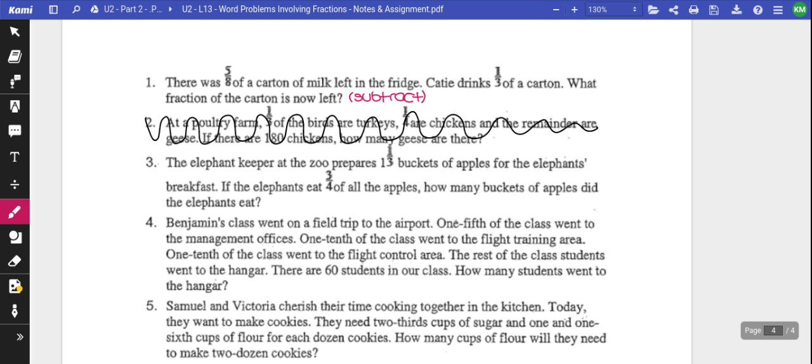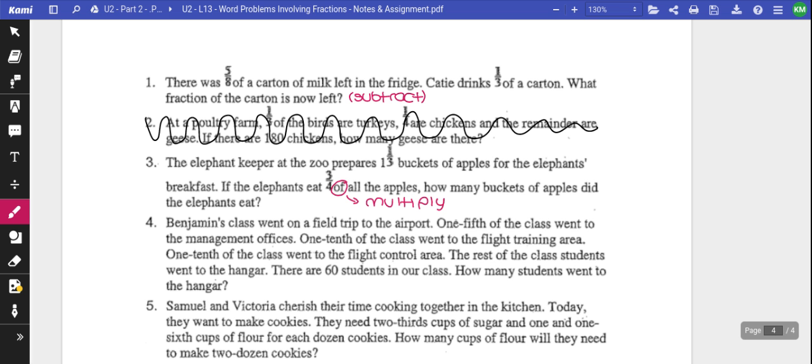Okay, the second one. Elephant keeper at the zoo, that's like my dream job, prepares 1 1/3 buckets of apples for the elephant. The fractions are not the best printed. If the elephants eat 3/4 of all the apples, how many did they eat? This word of sticks out to me. What does that guy tell you to do, Griffin? Multiply.